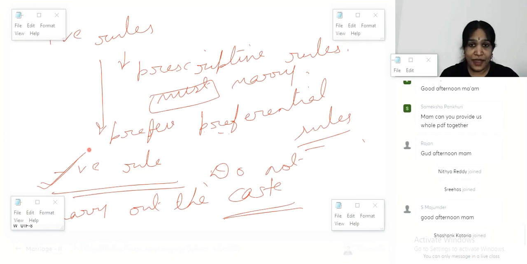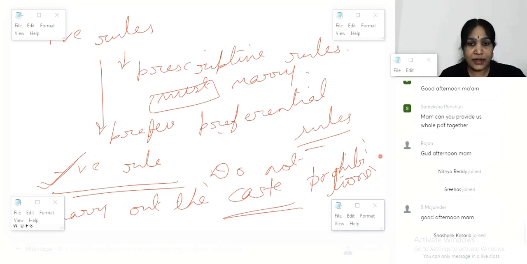Here, in fact, they are showing millions of people whom you should not marry. They're not showing the person whom you have to marry. They're showing millions of people whom you should not marry. Other than them, you marry from your choice. So that is called a negative rule. Negative rules come in the form of prohibitions.